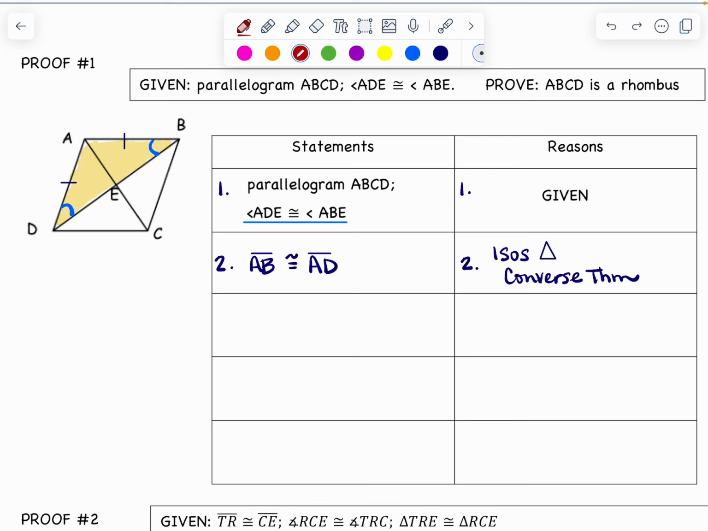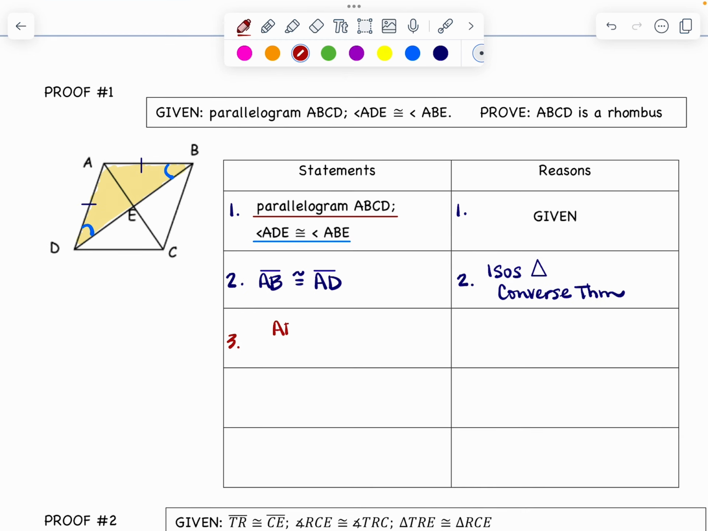And what else do I know about the sides of a parallelogram? Well, opposite sides are congruent, right? So no matter what markings I put in this picture, I totally can prove that AB has to be congruent to his opposite side, CD. And I know that AD must be congruent to CB.